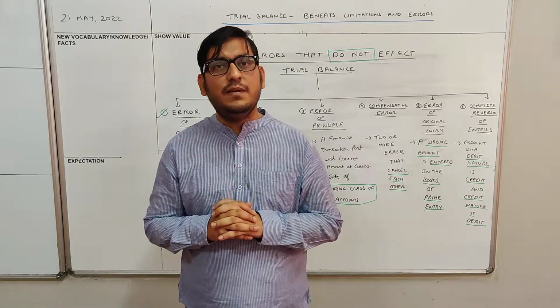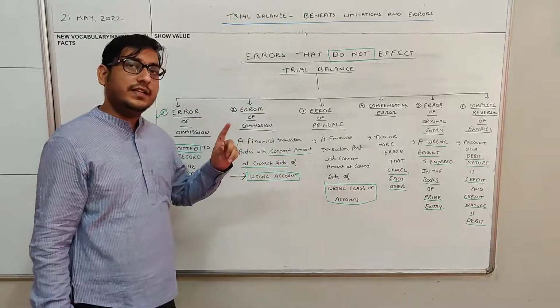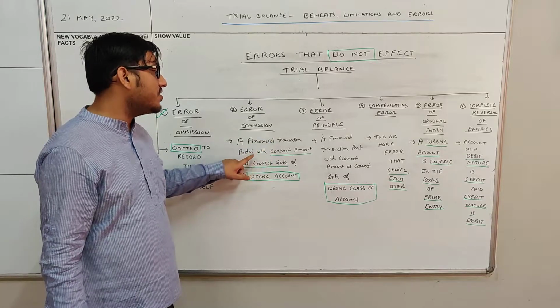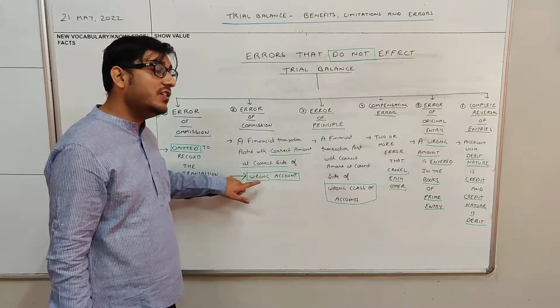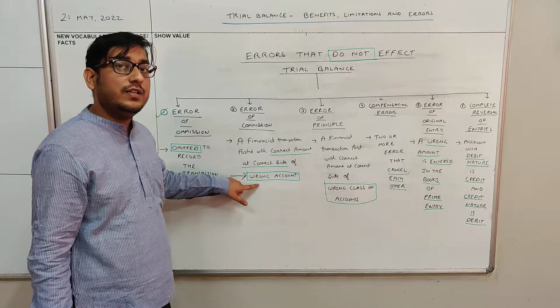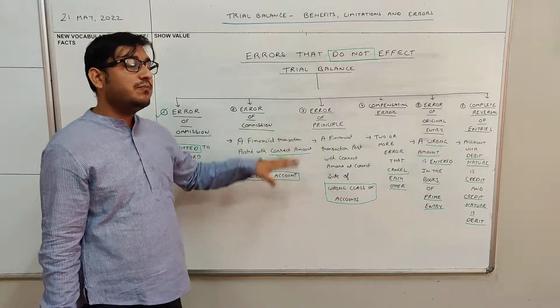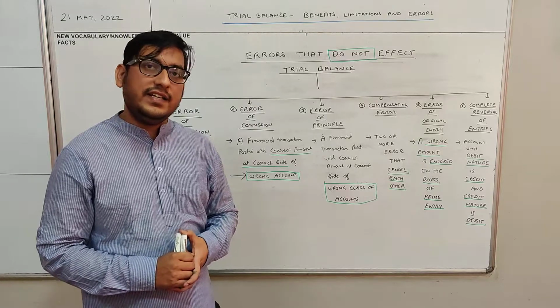So the trial balance will match, but there is an error called error of commission. We read it again: a financial transaction posted with correct amount at correct side but with the wrong account. I want you to please underline the error so that you understand this concept, particularly as it is asked in multiple choice questions various times. These are tricky and technical questions.